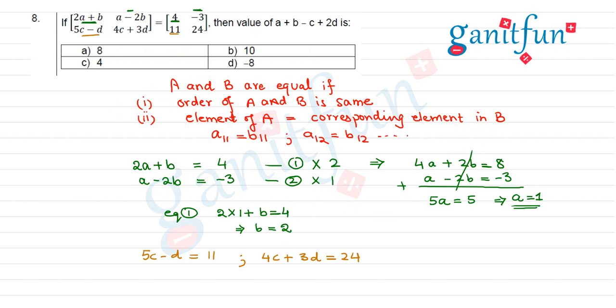Let us see the options. The option is A, which is 8. Okay.